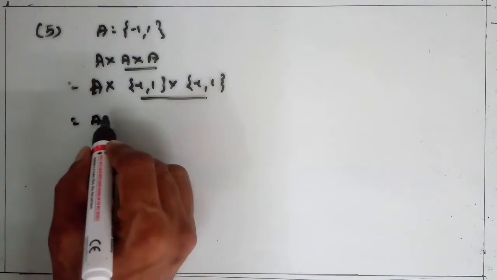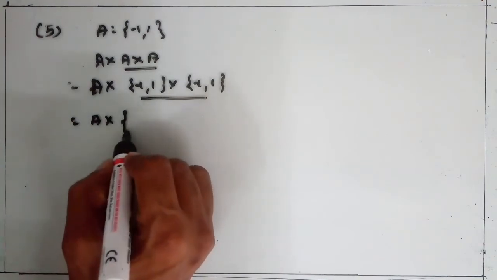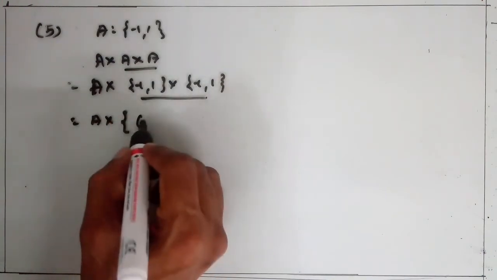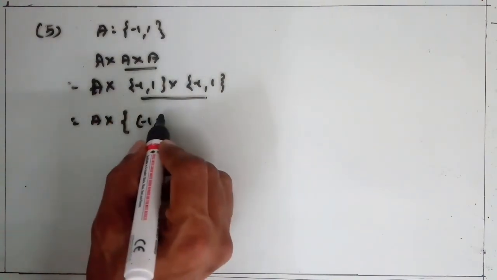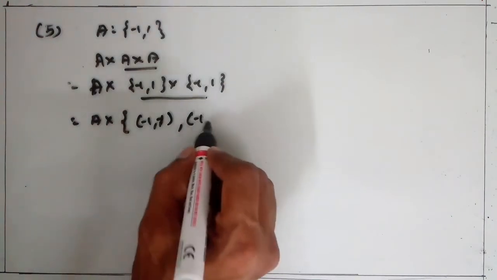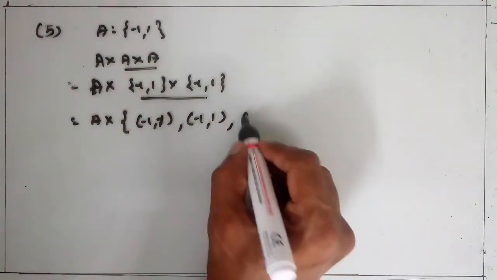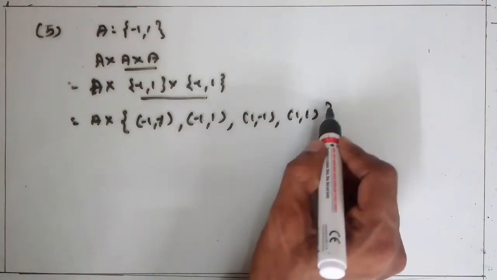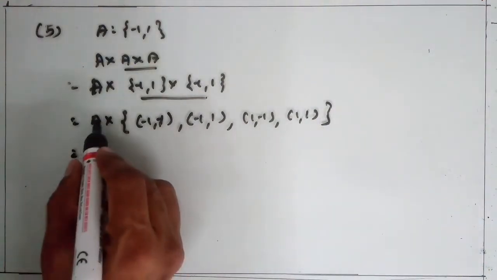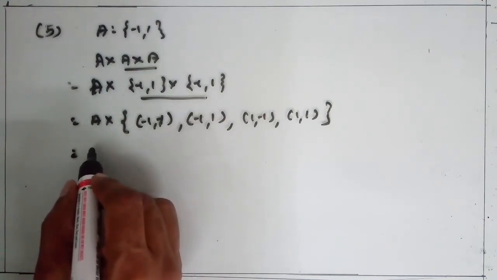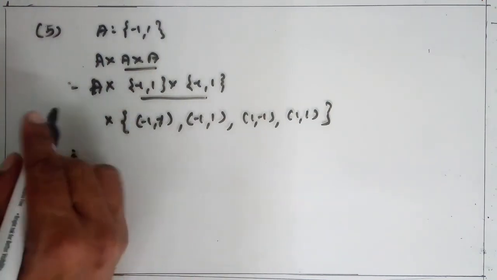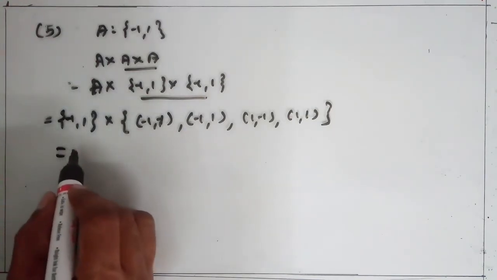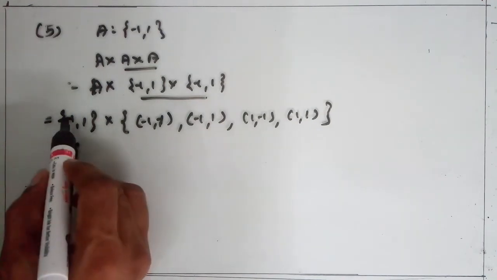So A cross A in set form: (-1, -1), (-1, 1), then with 1, (1, -1) and (1, 1). Clear? Now write an element of A, or directly write here {-1, 1}.